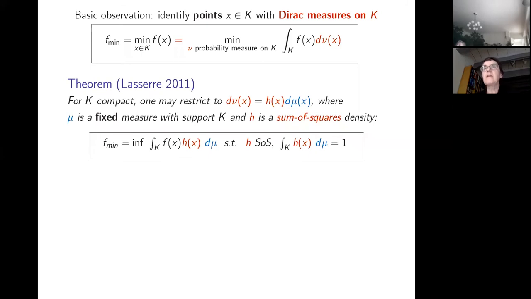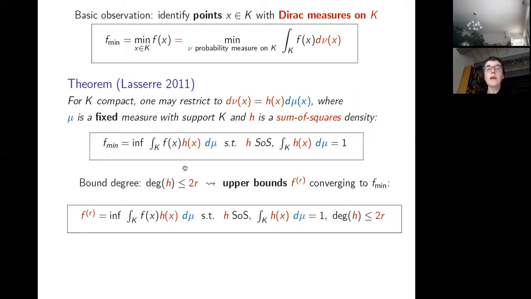So this is intuitively rather clear, because you pick a global minimizer, look at the Dirac at the global minimizer, and now you try to approximate this by a continuous function, which of course you can do, and continuous functions you can approximate by polynomials and by sums of squares. So intuitively, it's rather clear why this should be true.